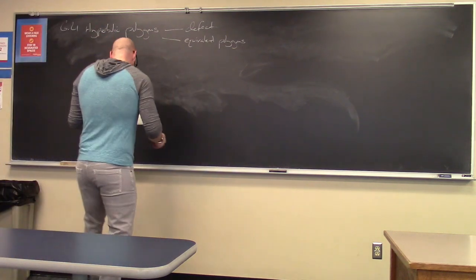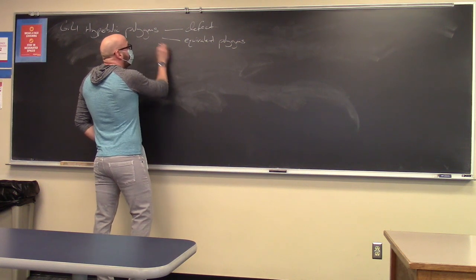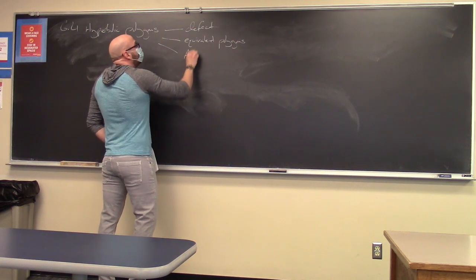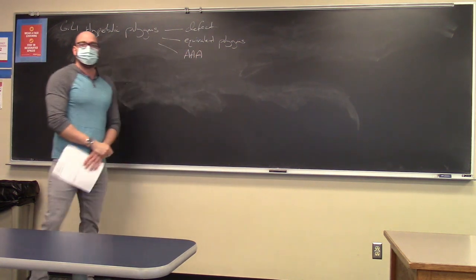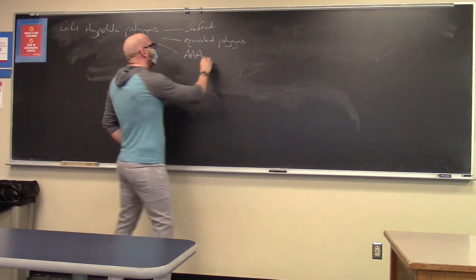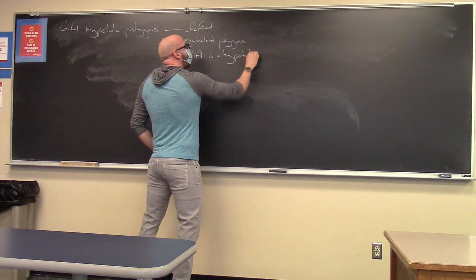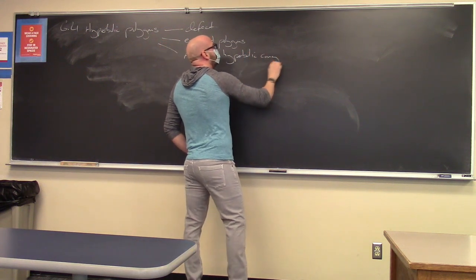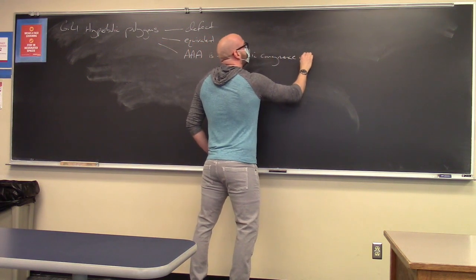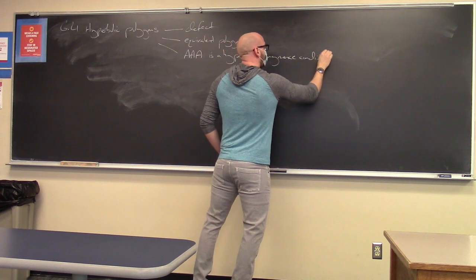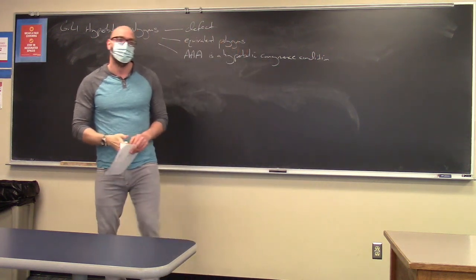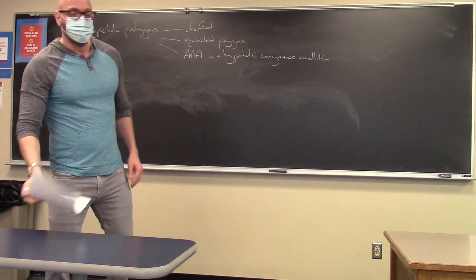We had equivalent polygons. There's another really interesting result here. AAA is a hyperbolic congruence condition. So we proved that in this section.